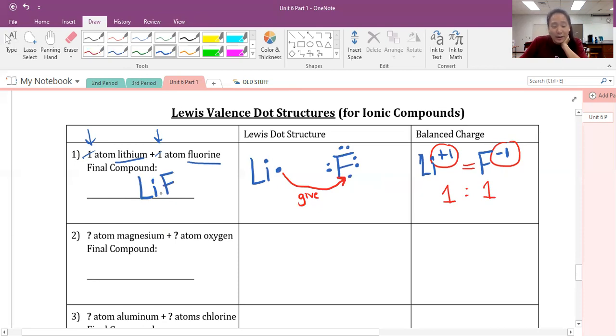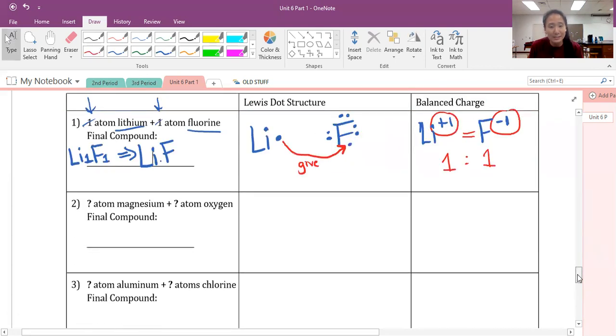You would write L, I, and you would write F. What people might want to write is 1 lithium and 1 fluorine like this, but we never write ones in chemistry. So this becomes this with no ones. Okay, it just becomes LiF, right? So here's another example. Let me just do a few more examples here.